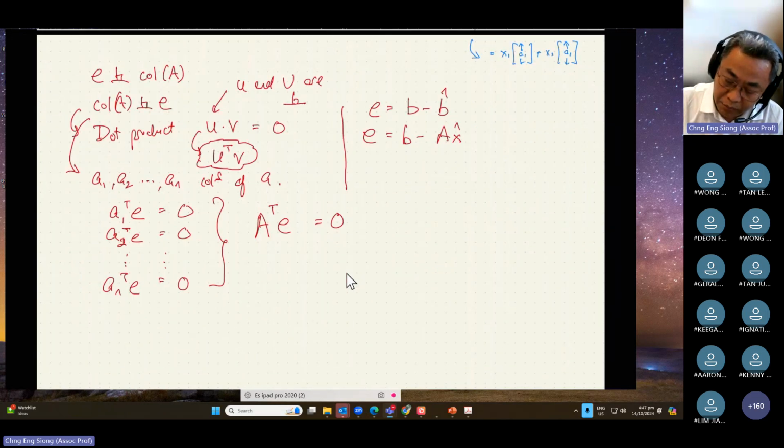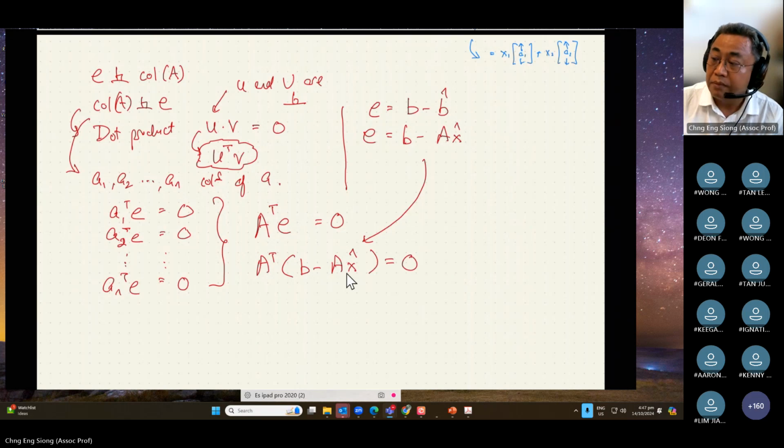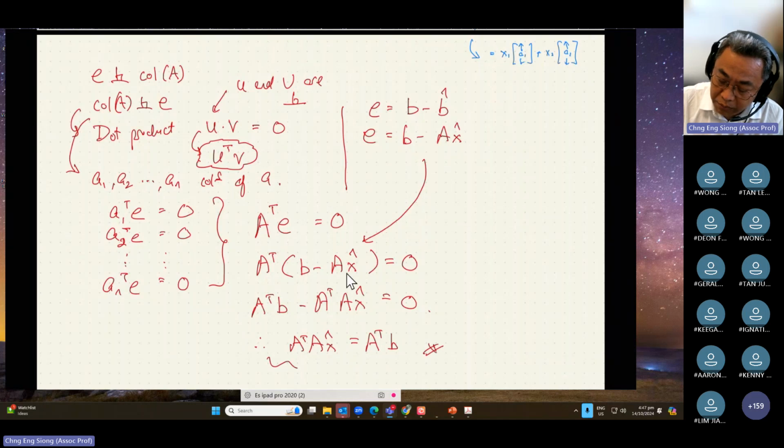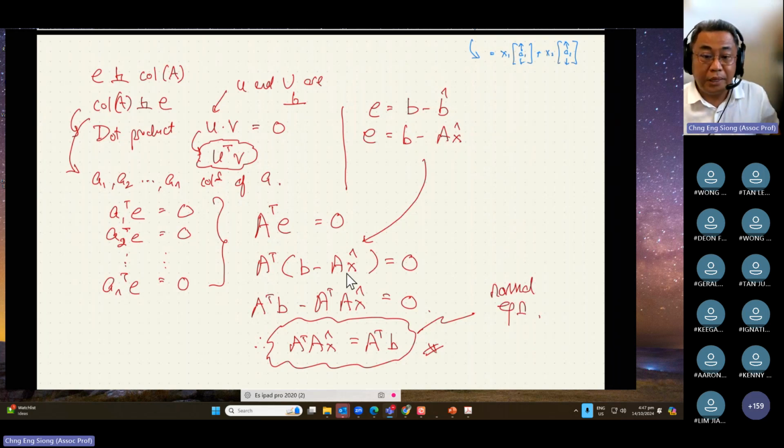And now I'm going to substitute: A transpose times B minus A x hat. And now I open up the bracket. A transpose B minus A transpose A x hat equals 0. Therefore, A transpose A x hat equals A transpose B. And this is the all-important formula. It is called the normal equation we derive.